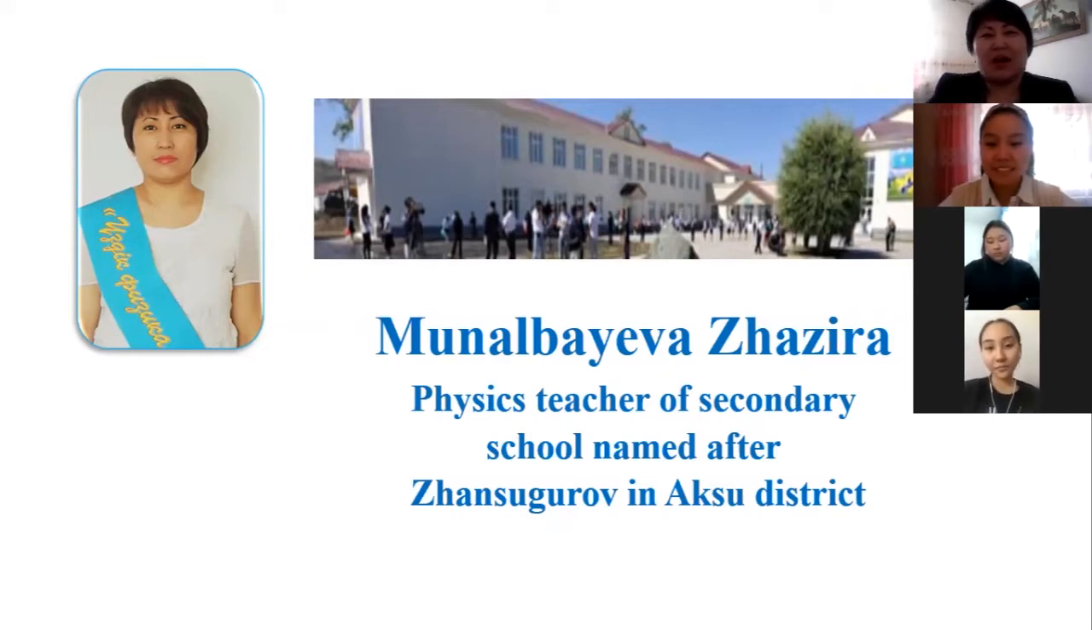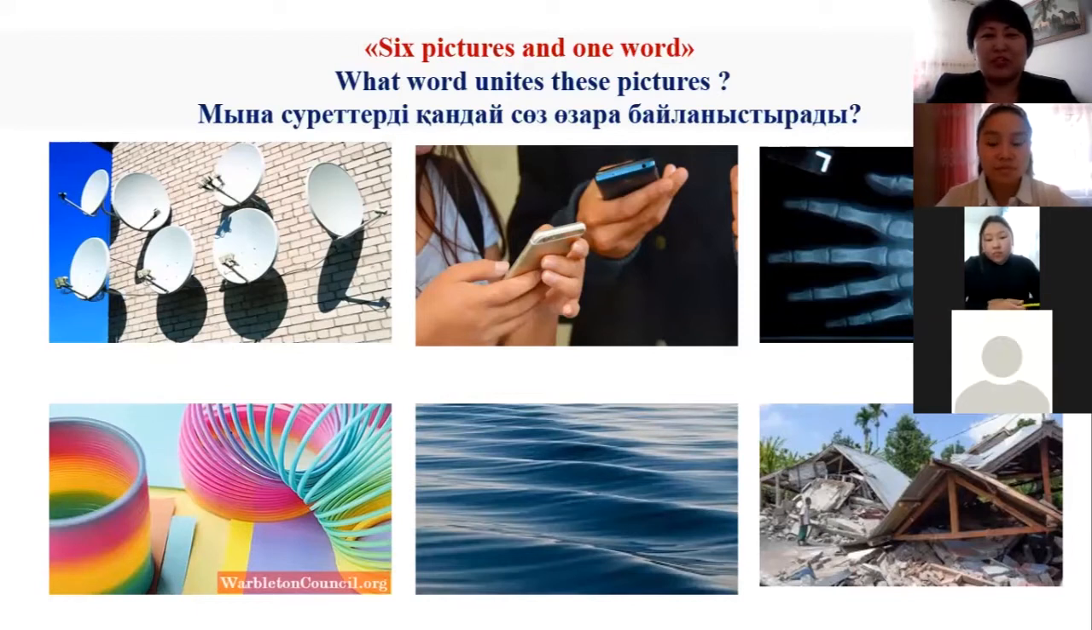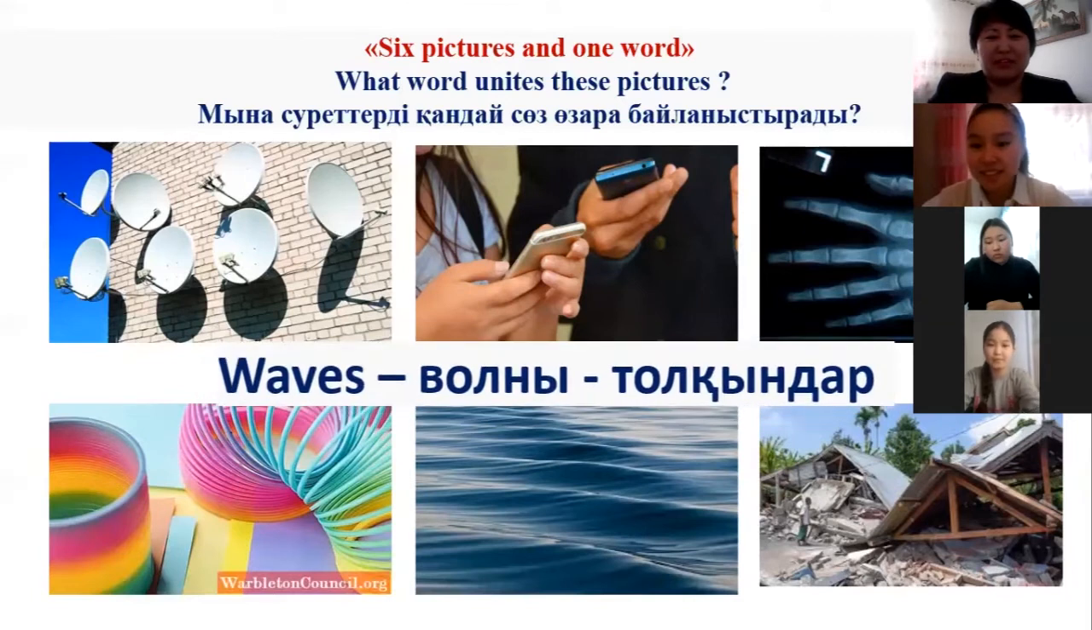Let's start. I want to ask you a logical question. For example, what word unites these pictures? Waves? I think this is waves. Yes, this is waves. Good. Waves, волны, толқындар. Why do you think so?